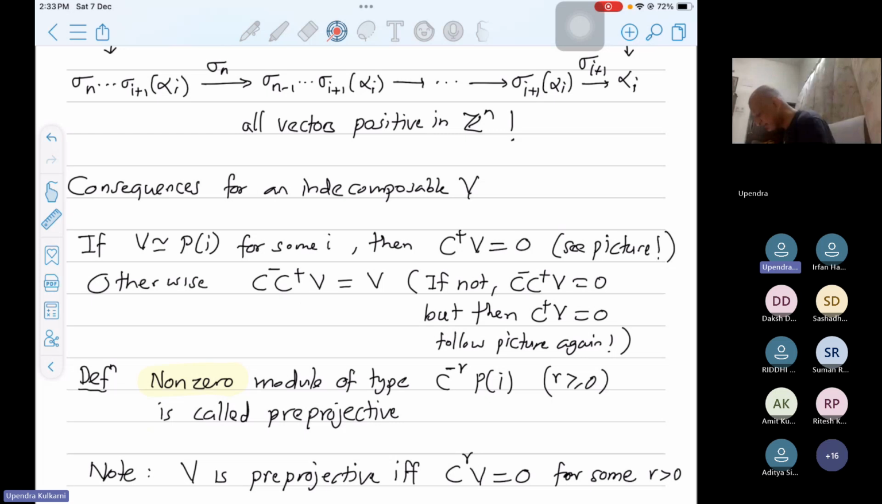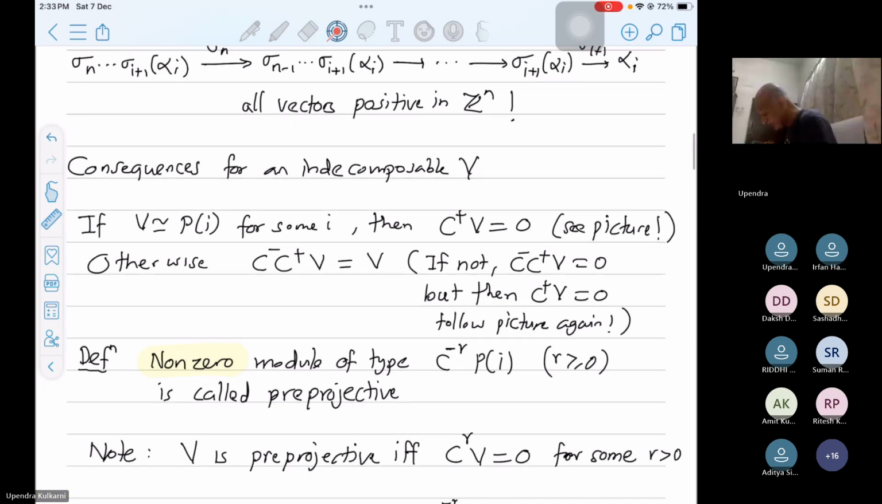But again, remember that just means that if I get a non-zero module by means of applying C minus sometimes, then every application of C plus is just going to get me back, right? So what this says is that V is preprojective if and only if, of course, it has to be indecomposable to begin with, right? If some power of the Coxeter functor kills it.